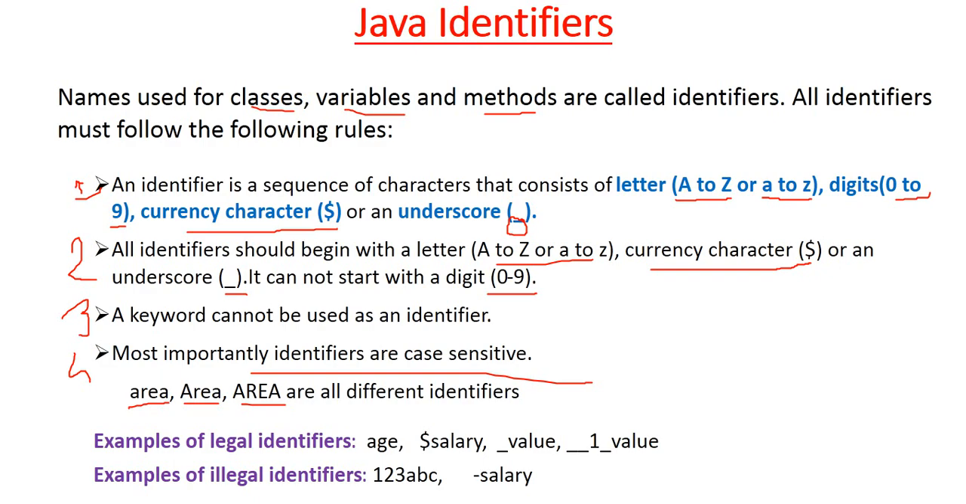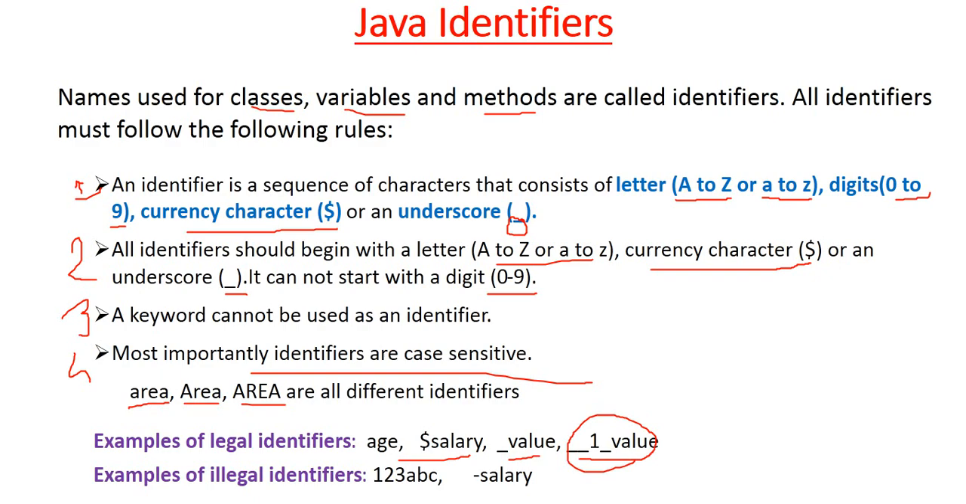So let us see some examples of valid and invalid, or legal and illegal identifiers, like age. Starting with A to Z, or a dollar sign or underscore is allowed. So age, salary, and the dollar sign is allowed. Then underscore is also allowed, so this is also valid.